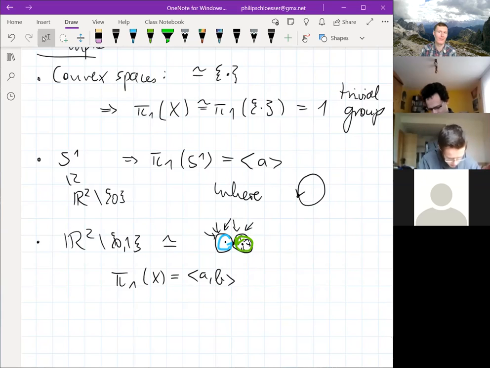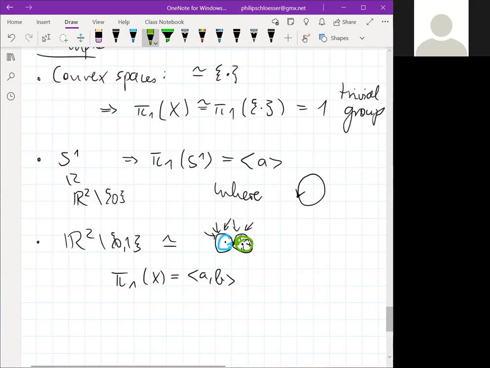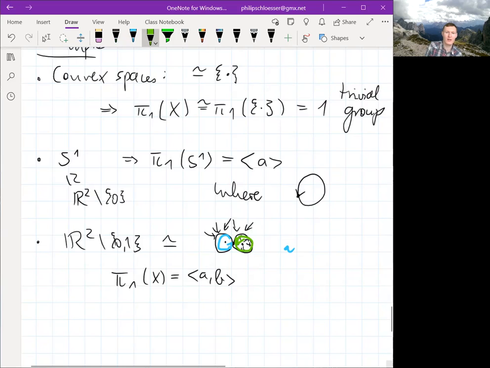Yeah, okay. So this blue is A and green is B. Okay.